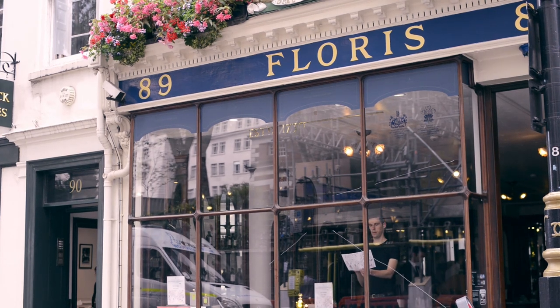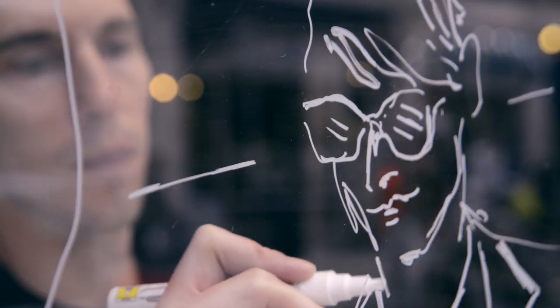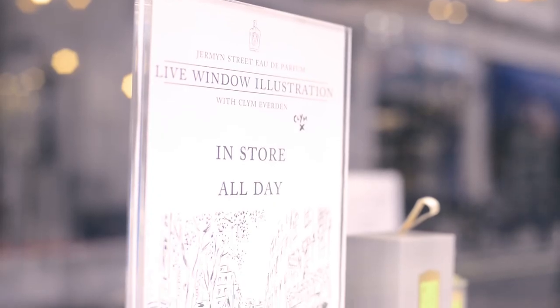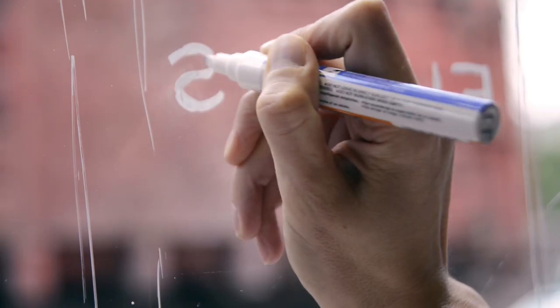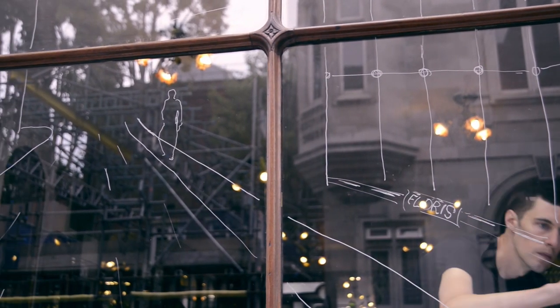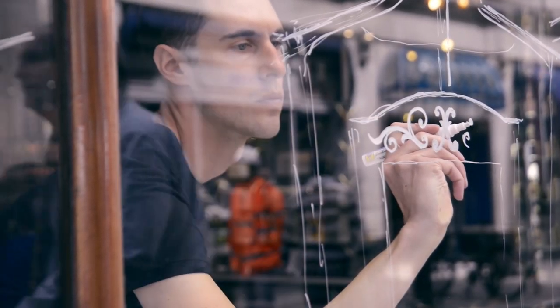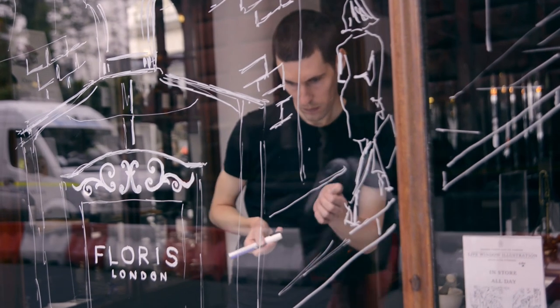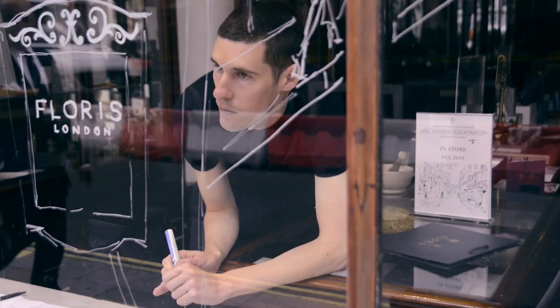My name's Clym Evernden and I'm an artist, and I was invited by Floris to create an artwork that represents Jermyn Street. When I first started working this morning on the window, it was quite intimidating seeing such a large space I needed to fill. I got lost in my head once I started working, and it all seemed to just happen and flow, which was really satisfying.